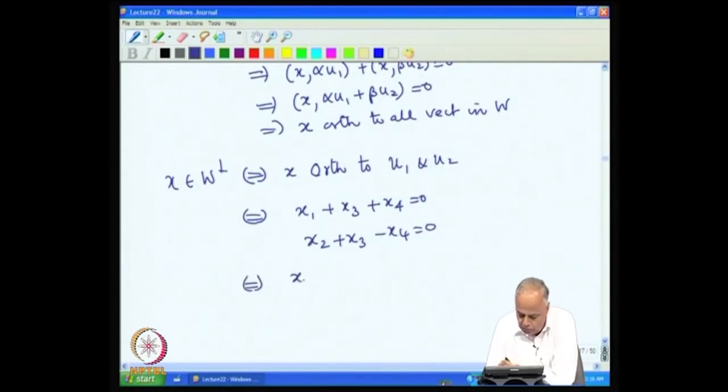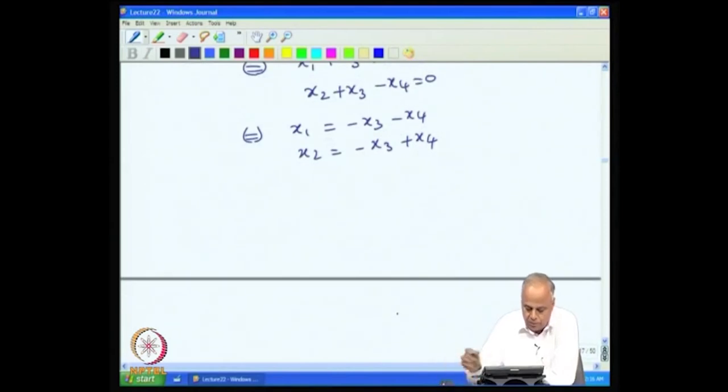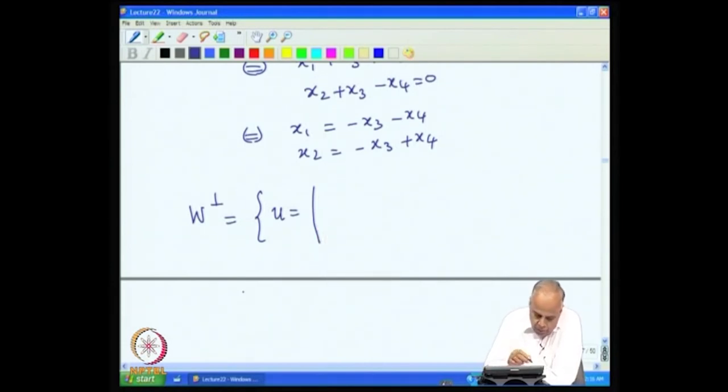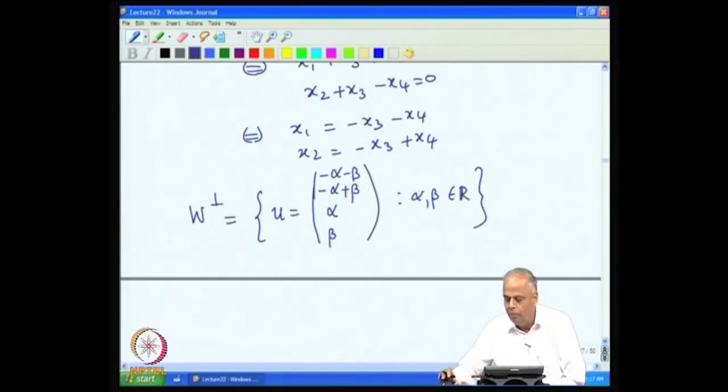Now, the first equation gives me x 1 equal to minus x 3 minus x 4. The second equation gives me x 2 equal to minus x 3 plus x 4. So, x 3 and x 4 can be chosen arbitrarily, and then x 1 and x 2 have to be chosen like this. So, we get W perp is equal to the set of all vectors of the form: if we choose x 3 as alpha and x 4 as beta, then x 1 has to be chosen as minus alpha minus beta, and x 2 as minus alpha plus beta, where alpha, beta belong to R. And now, it is easy to verify that this is a subspace of R 4.